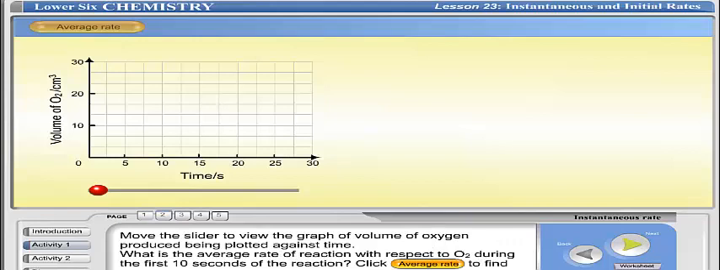Move the slider to view the graph of volume of oxygen produced being plotted against time. What is the average rate of reaction with respect to oxygen during the first 10 seconds of the reaction? Click the average rate button to find out.